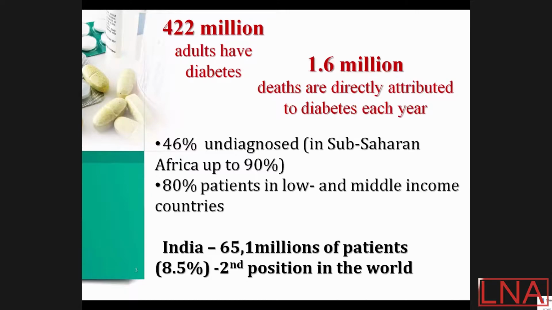Generally, 400 million adults have diabetes in the world, and a lot of deaths are directly attributed to diabetes each year. For example, in India there are 65 million patients. It's more than 8% of world patients, and it is a really big problem. First of all, as I said, because diabetes might cause different complications.